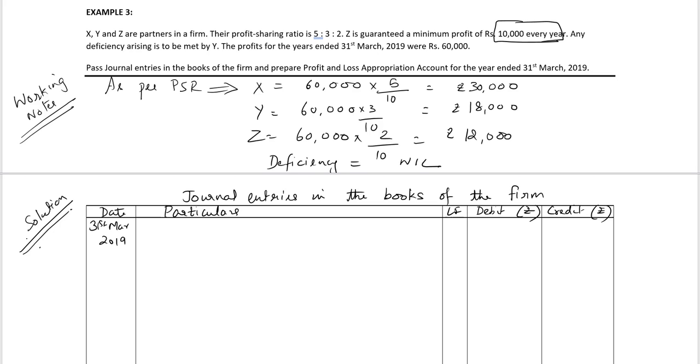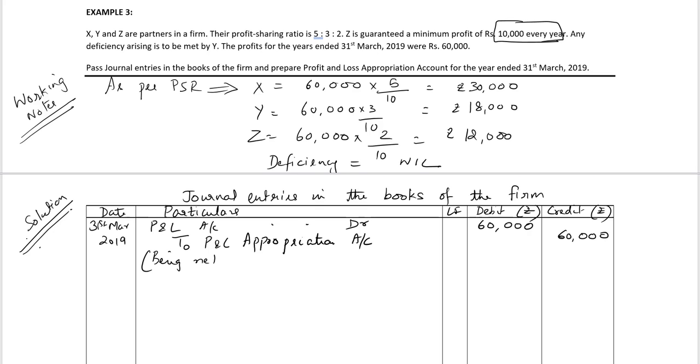2019. First entry is to transfer the profits from the profit and loss account to the profit and loss appropriation account. Profit and loss account debit to profit and loss appropriation account. Rupees 60,000 profits transferred. Being net profits transferred.